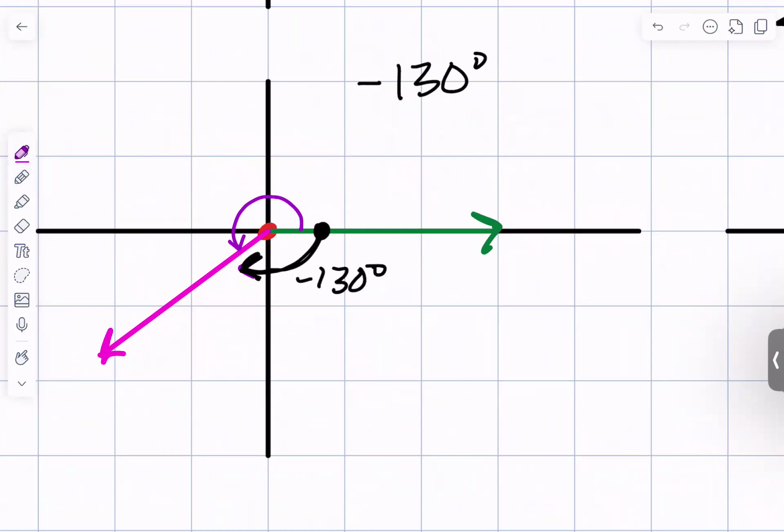200 something. You can go more exact. 240? 230. Right? 230 degrees. Okay?